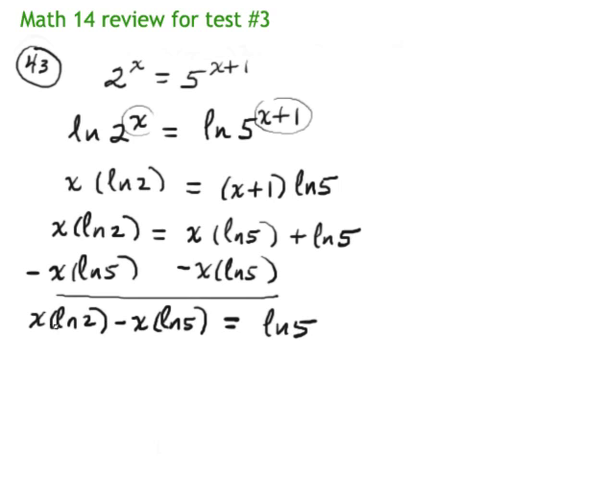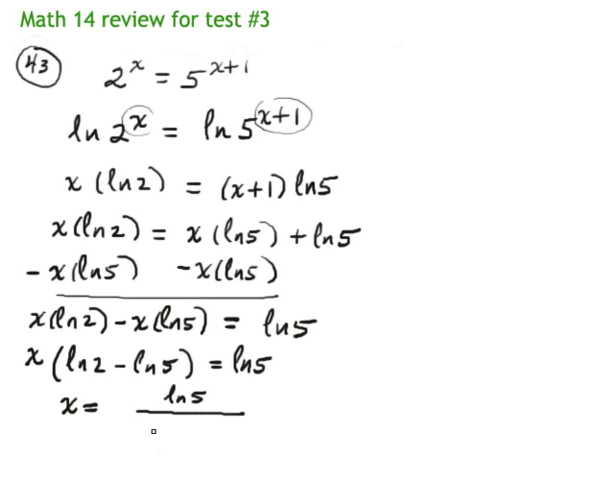And now gathering together, I want to basically combine these like terms, so I'm going to do that just by factoring out the x. So we have x times ln 2 minus ln 5. And we'll divide by the expression in the parentheses. So x is equal to ln 5 divided by ln 2 minus ln 5.